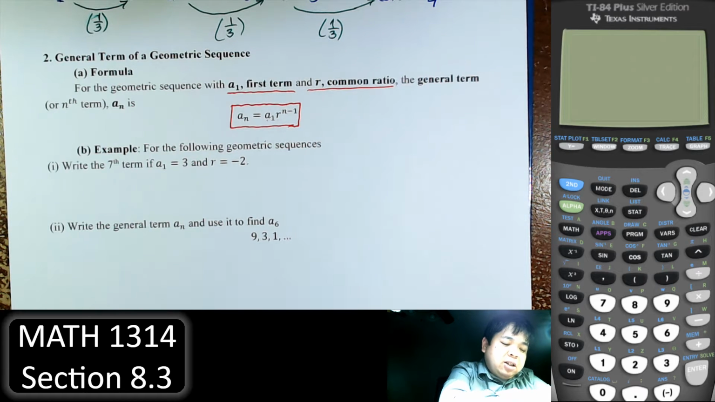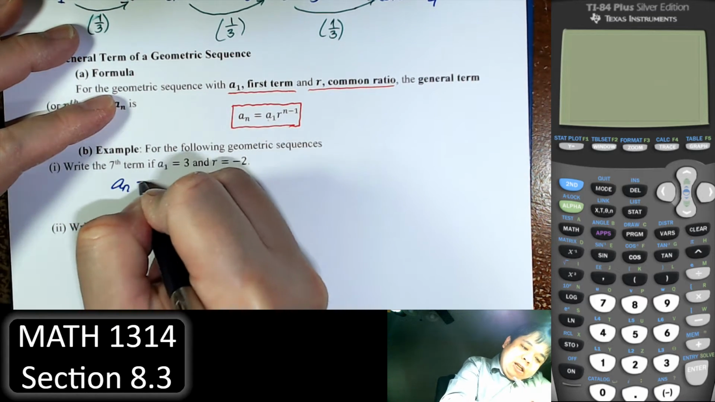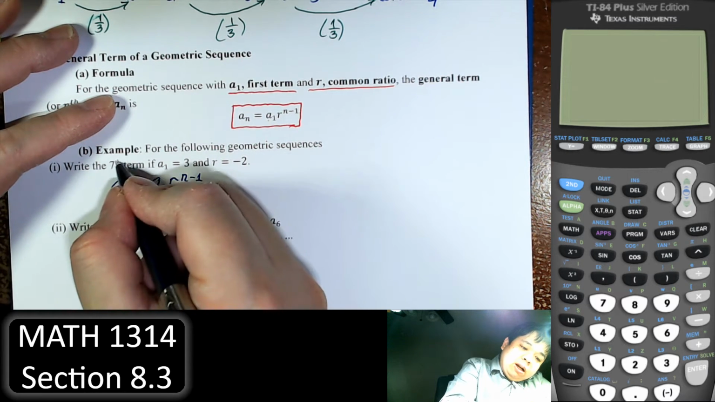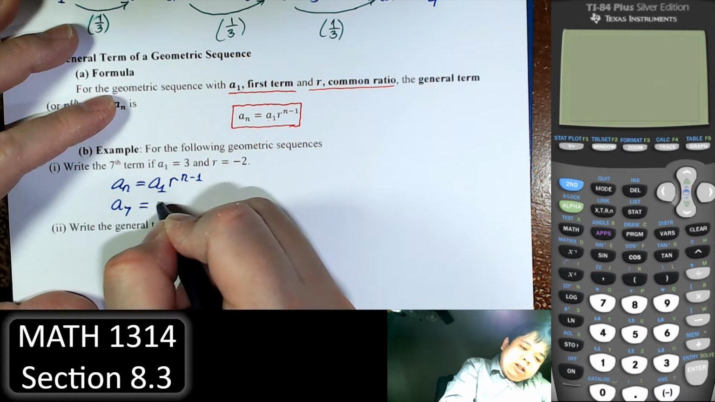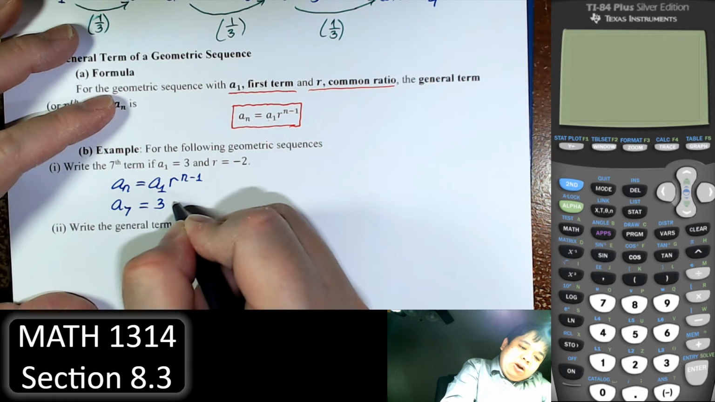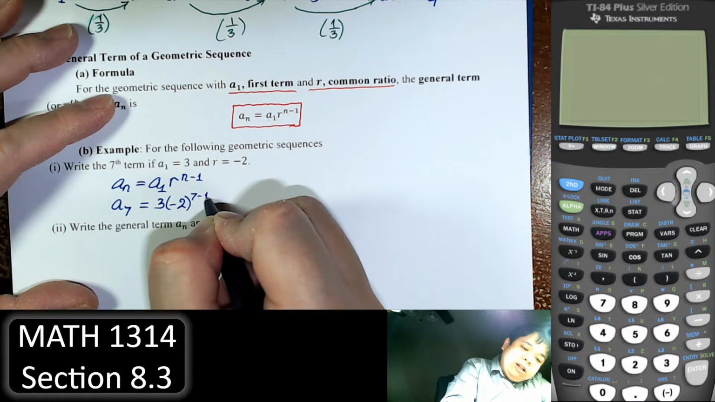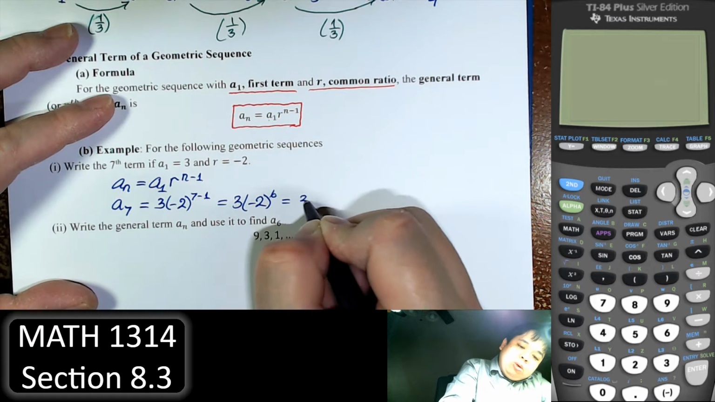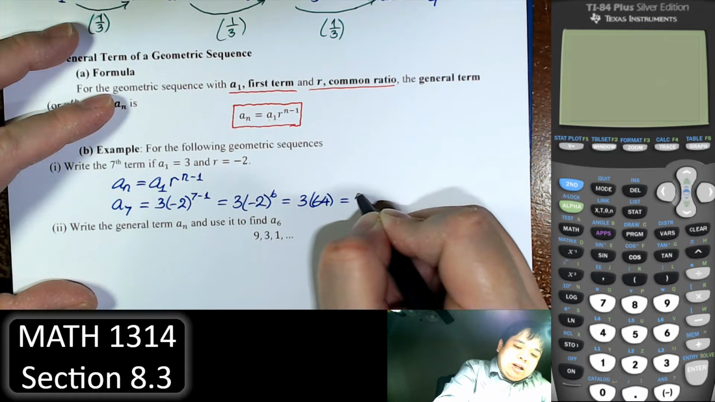Now write the first 7 terms if A1 is 3 and r is -2. So that should be easy, straightforward. A sub n equal to A1 r to the n minus 1. Now the 7 for n. A1 is 3 and r is -2 and n is 7. So we have 3 times -2 to the 6th power. So -2 to the 6th is 64, and 3 times 64 is 192.